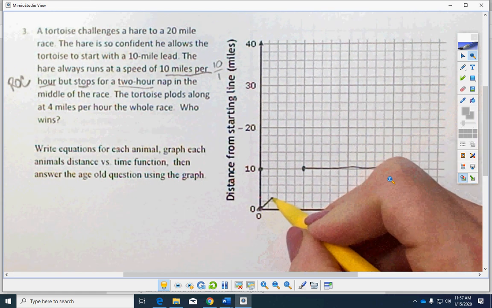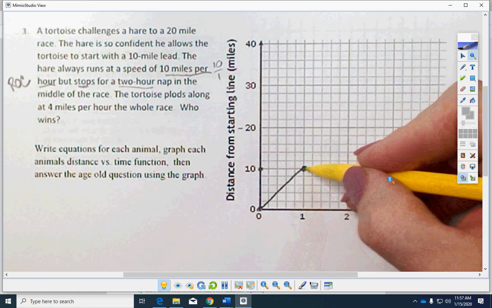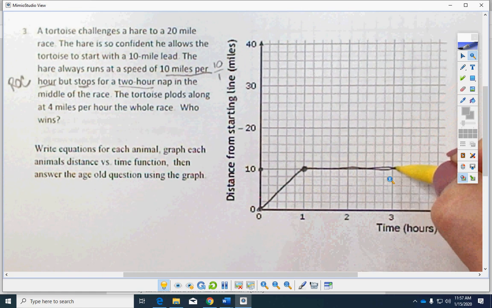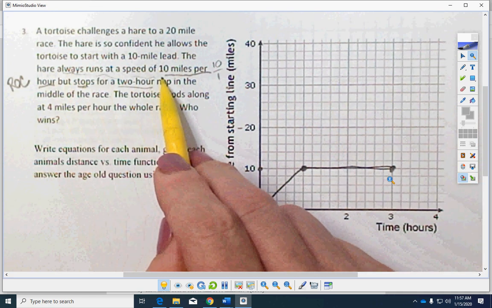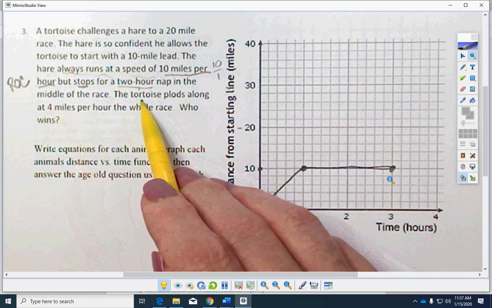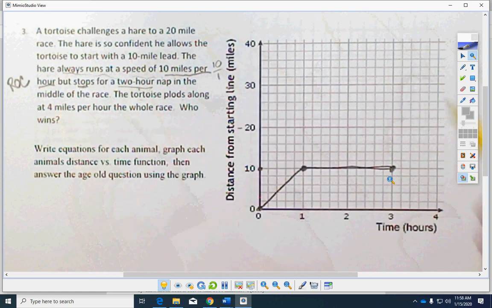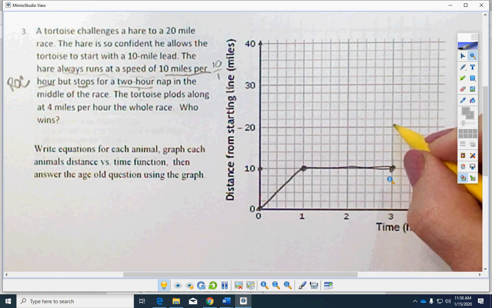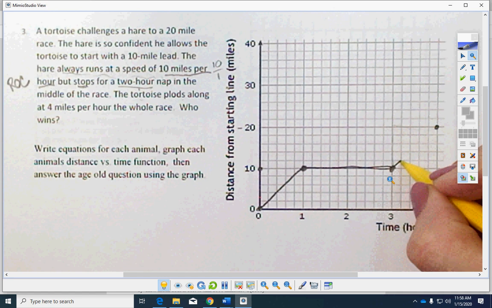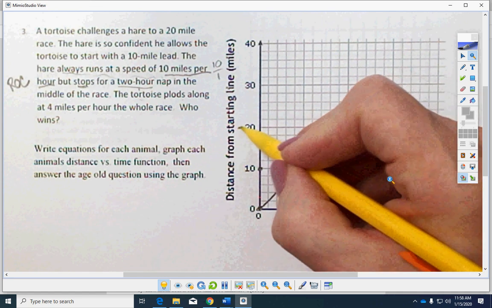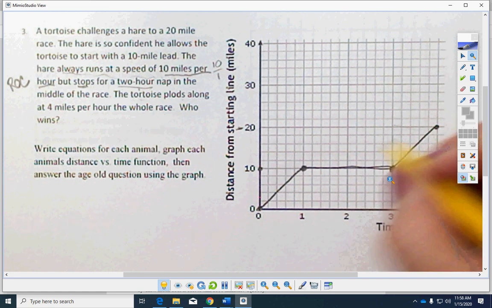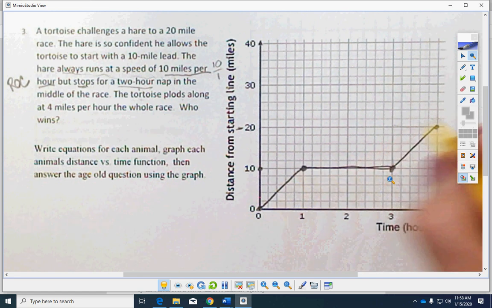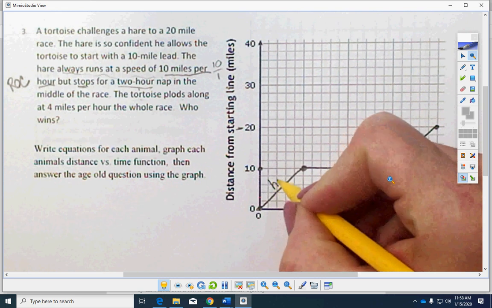So this is him going 10 miles an hour. He stops, takes a nap for 2 hours. And remember, it says that the hare always runs at a speed of 10 miles per hour. So after his 2-hour nap, he's going to continue 10 miles per hour. And now he made it to the finish line, because remember it was going to stop at 20 miles. It took the hare 4 hours to make it to the end. So I'm actually going to label this piecewise function h for hare, h of x.